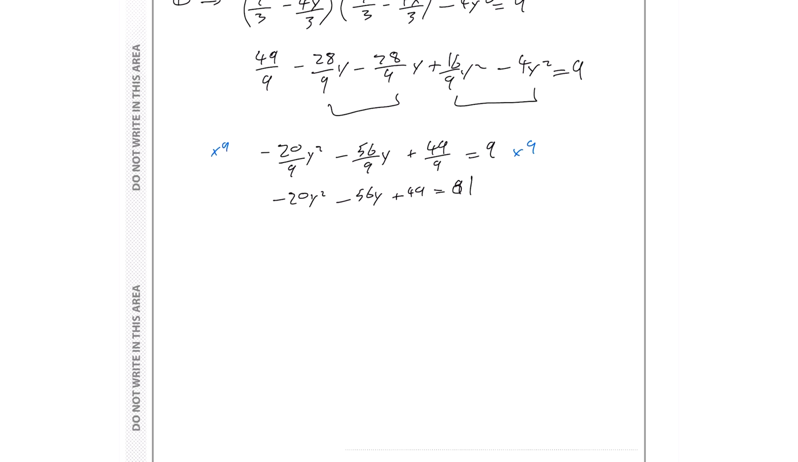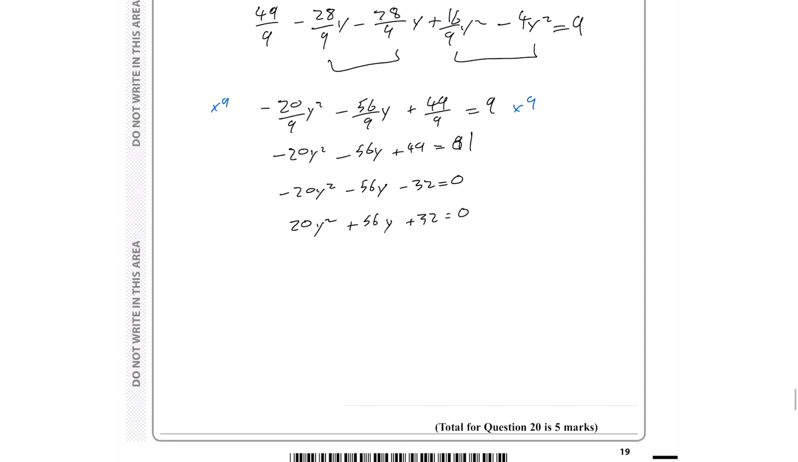And now we can subtract 81 from each side to make the equation equal to 0. So we have minus 20y squared minus 56y minus 32 is equal to 0. I can times the equation by minus 1 to make it all positive. This just makes life a little bit easier. Right, so I now have this equation in this form. I can use the quadratic formula and my calculator to figure out what y is.